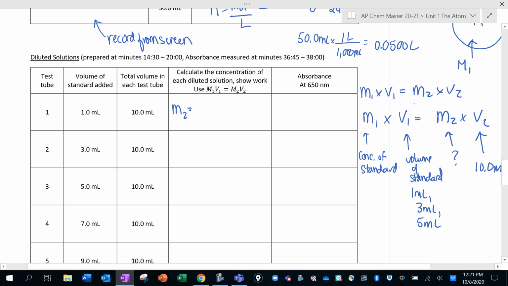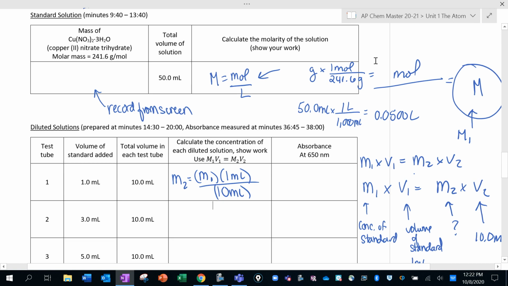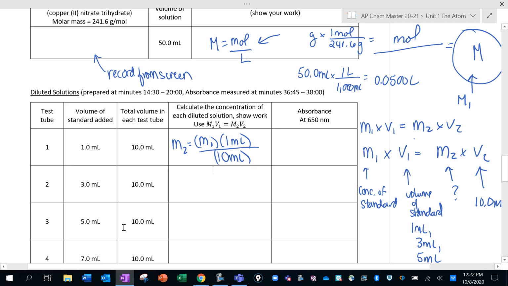We take the concentration of the standard, which you will have calculated in the previous step, multiply it by the volume of the standard used, which in this case is 1 milliliter, and then divide by the total volume. Notice that the new molarity is just going to be 1/10 of whatever the original molarity was. That's our general pattern. Down here, it's going to be 3/10 of the original molarity. Down here, it's going to be 5/10, which is 1/2 of the original molarity. So you just want to calculate what the molarity of all these solutions are.